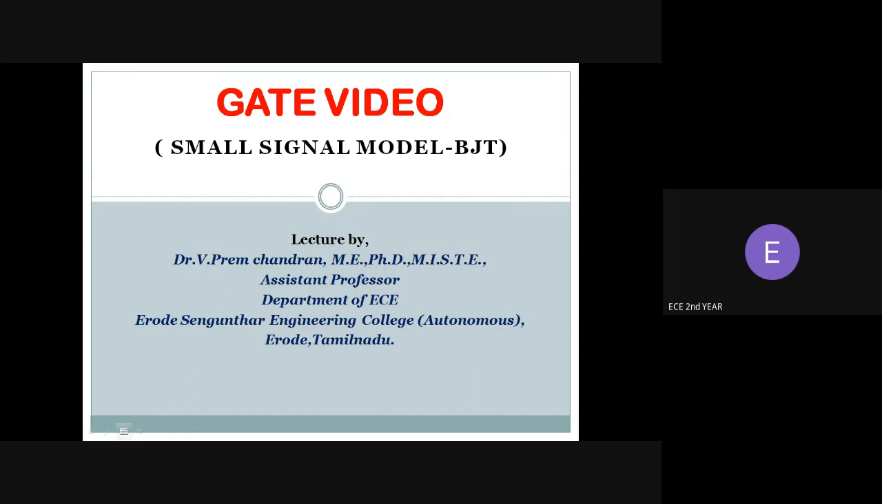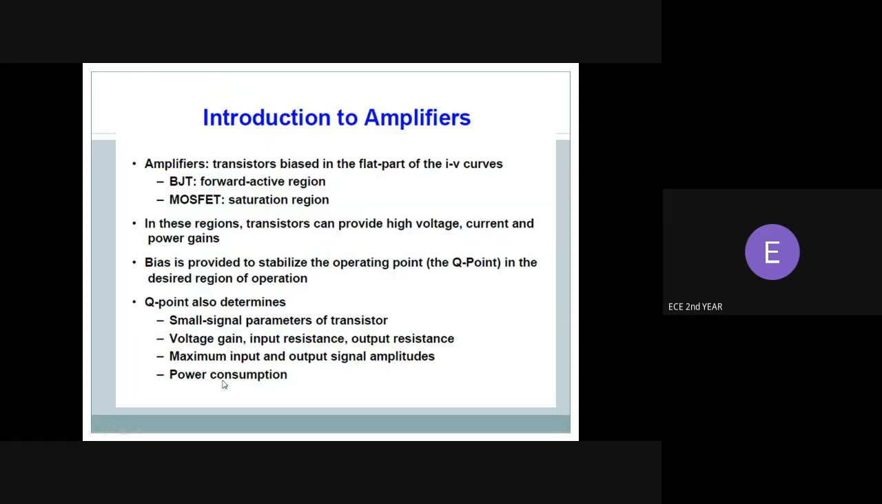So, what do you mean by BJT? BJT is nothing but bipolar junction transistor. The term bipolar, what does it mean? The current conduction in this device takes place due to both charge carriers, electrons and holes. That's why it's termed bipolar.